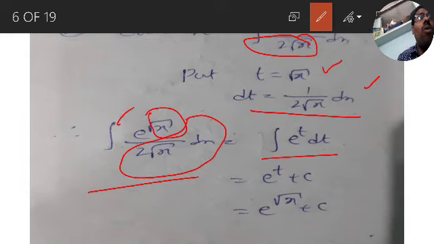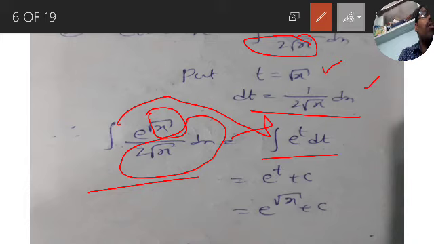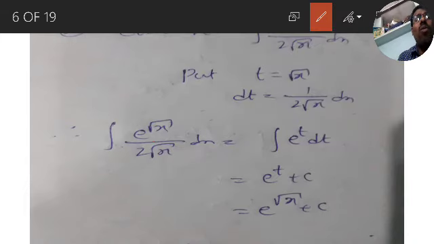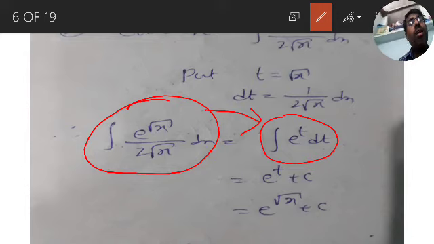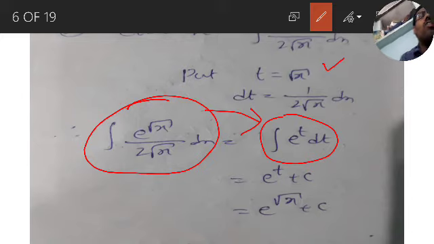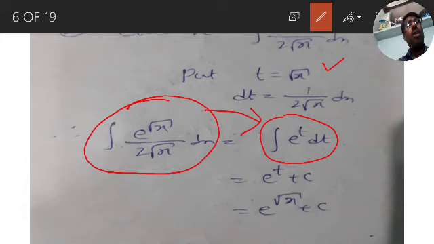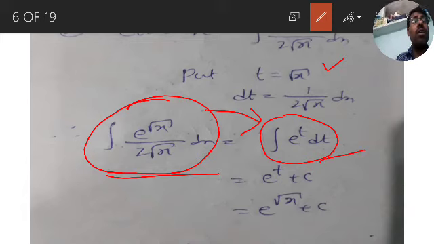So the unknown integral is converted into a known integral. Are you getting? This was unknown, not in the standard form, but it is converted into the known one. The integration which is not in the standard form is converted into standard form by using the substitution. Once you substitute, the problem which is not in standard form is converted into standard form.